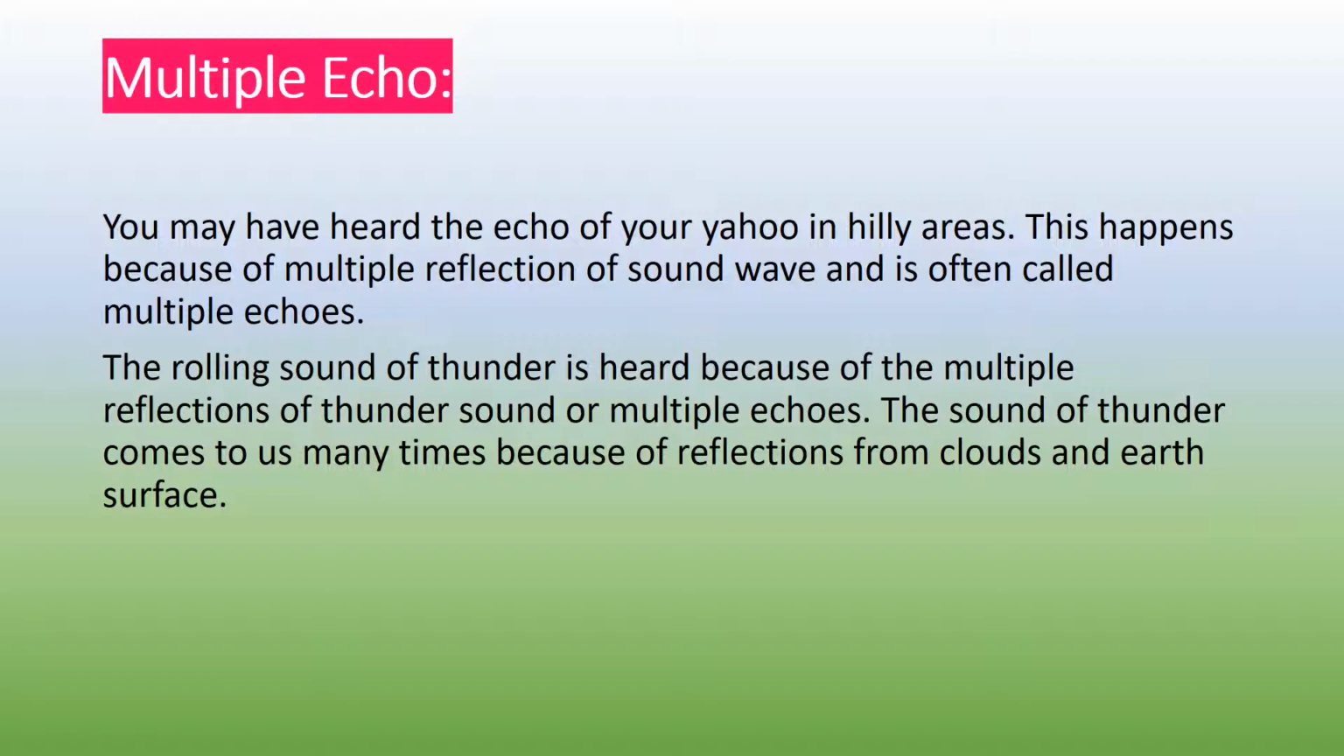Multiple echo. You may have heard the echo of your Yahoo in hilly areas. This happens because of multiple reflections of sound waves and is often called multiple echoes. The rolling sound of thunder is heard because of the multiple reflections of thunder sound, or multiple echoes. The sound of thunder comes to us many times because of reflections from clouds and the earth's surface.